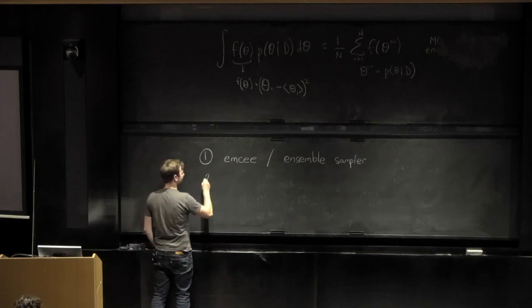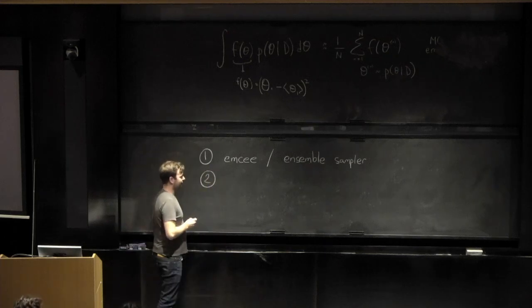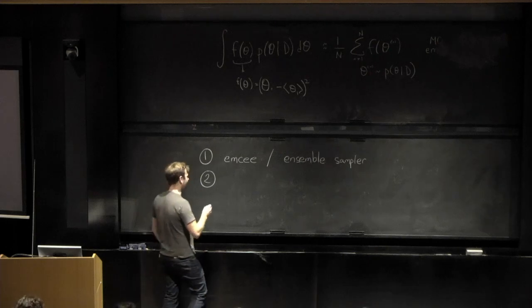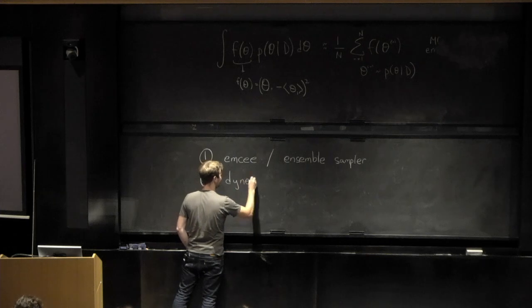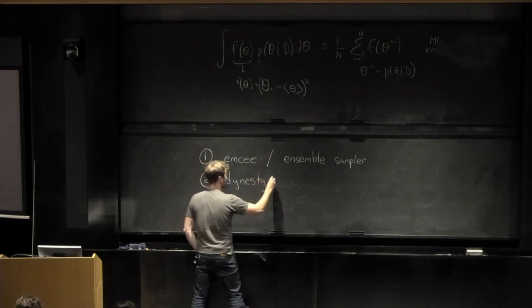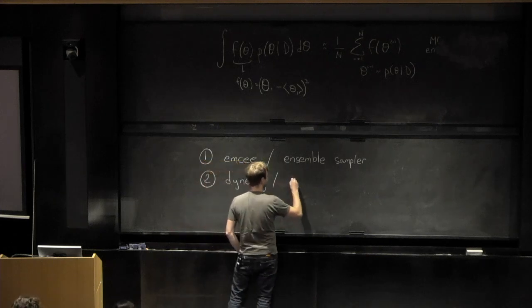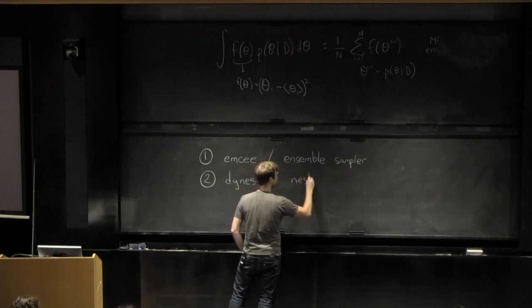So then the second one I wanted to talk about is kind of a new kid on the block, but it seems really awesome, and it's called Dynasty. And it implements something called nested sampling.